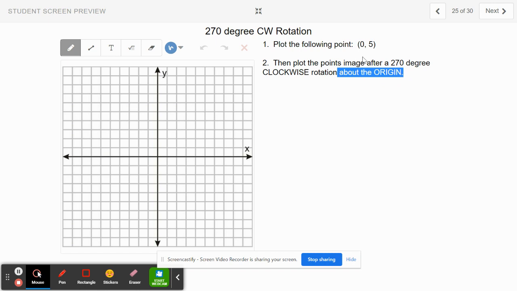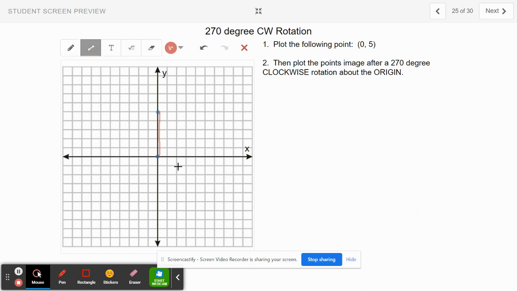All right, so let's plot our points. Let's get going. We got 0, 5, so 0 over, 5 up. And we got around the origin, so there's our center of rotation. Let's connect the point to the center of rotation. Ugly, but I'm going to go with it.